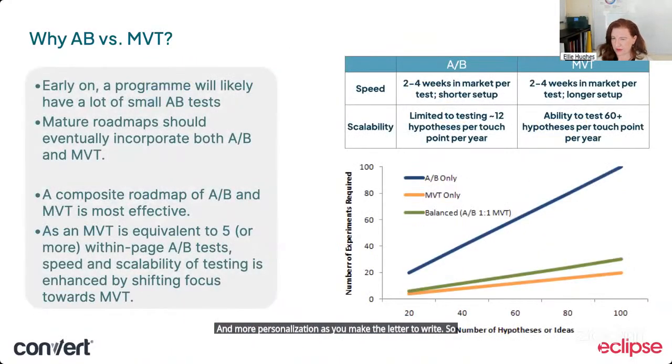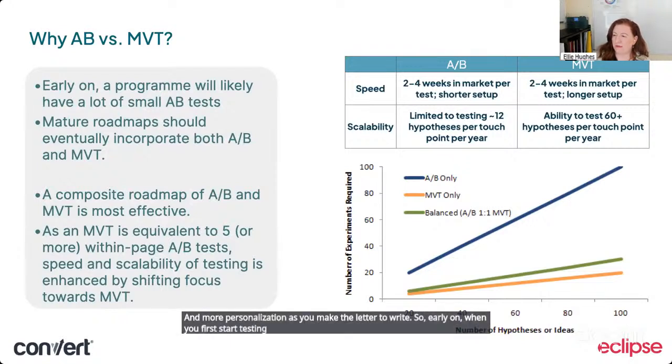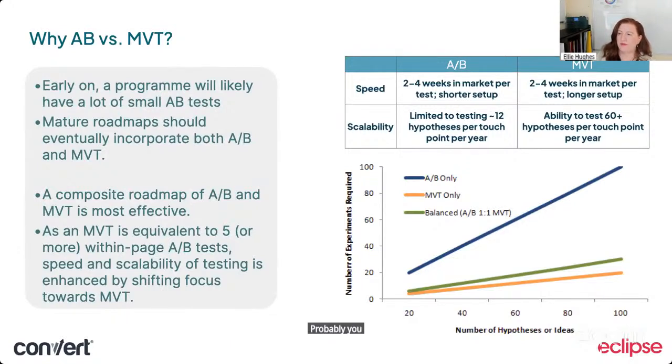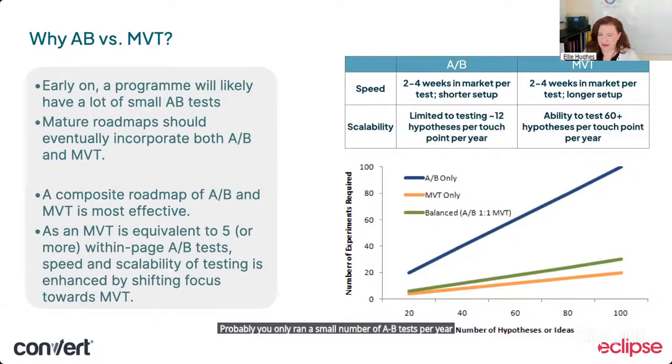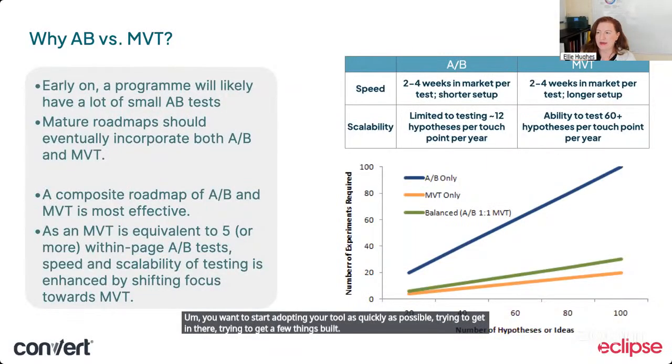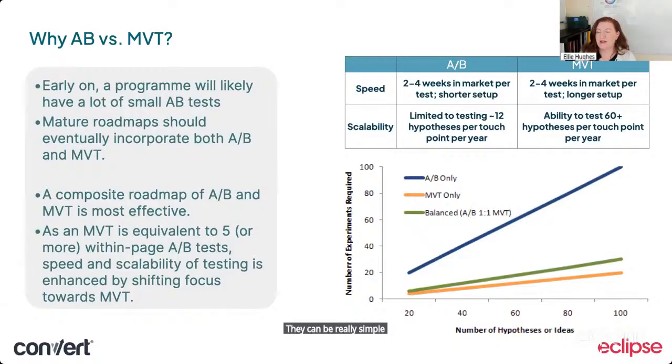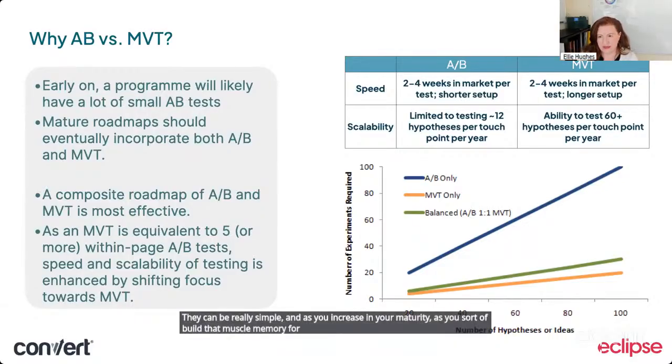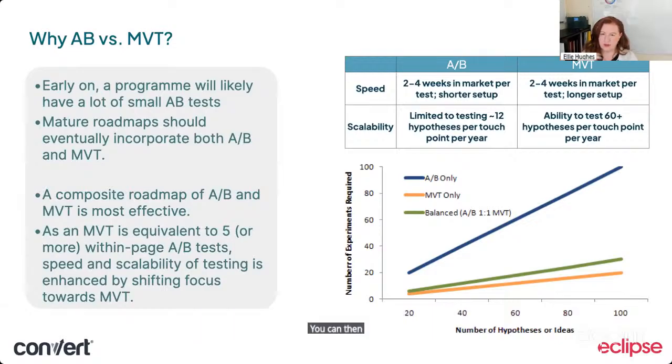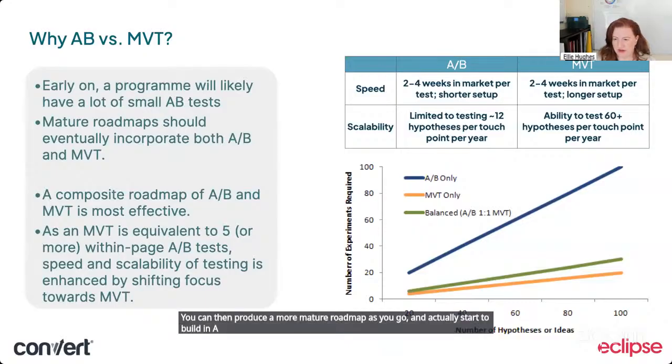So early on, when you first start testing, probably you'll only run a small number of A/B tests per year, and that's completely fine. That's completely normal. You want to start adopting your tool as quickly as possible, trying to get in there, trying to get a few things built. They can be really simple. And as you increase in your maturity, as you build that muscle memory for building tests, you can then produce a more mature roadmap as you go and actually start to build in A/B tests and multivariate tests.